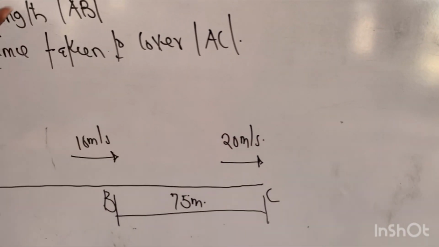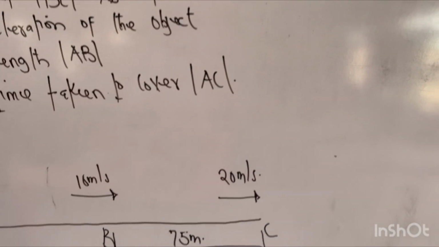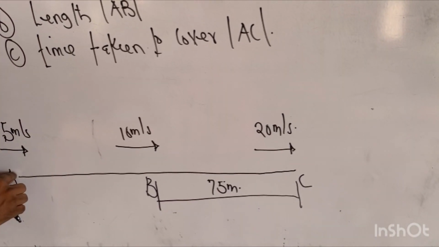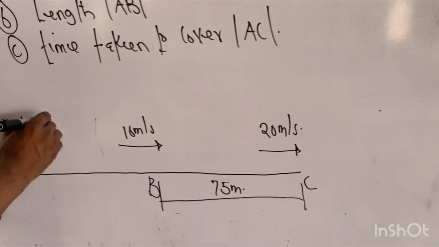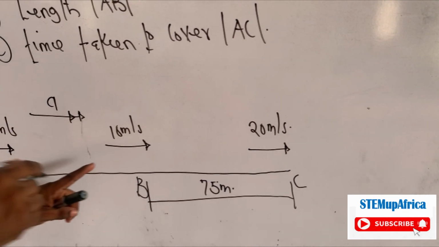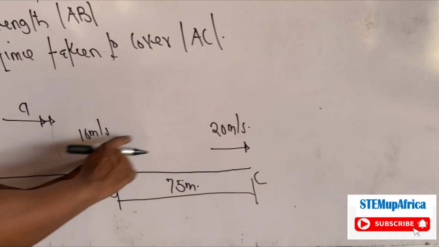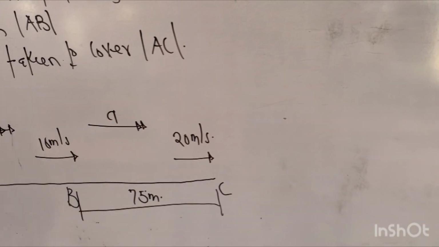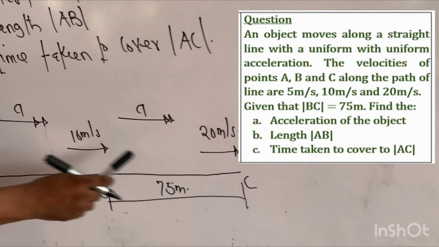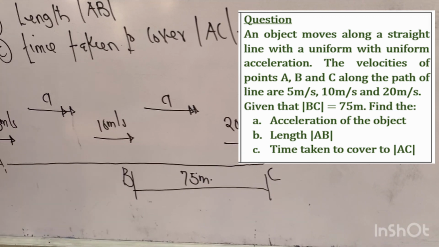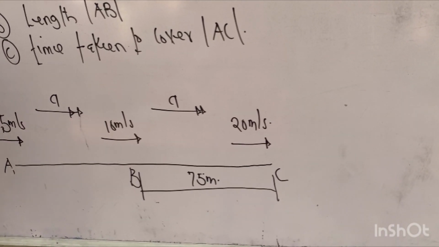The question says we should find the acceleration of the object. Don't forget, the acceleration is uniform, that is constant. So between A and B, the body accelerated from A to B, and the acceleration is a. The body also accelerated from B to C, and the acceleration is also a. It's uniform. It doesn't mean that from A to C, the acceleration is 2a. No, because the question says the acceleration is uniform or constant.